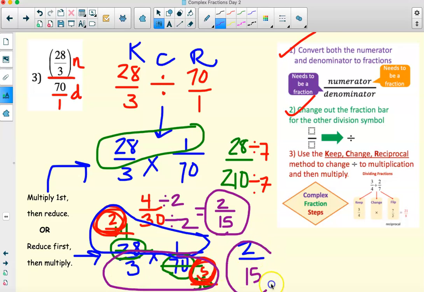So either way, whether you multiply first and then reduce, or reduce first and then multiply, you're going to get 2/15.